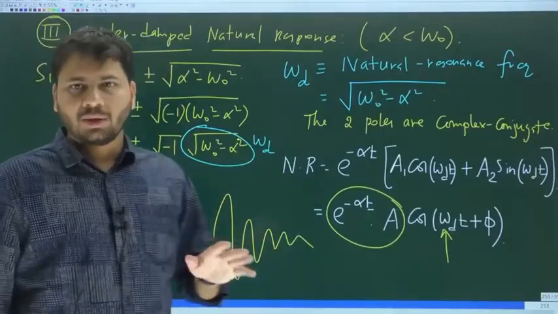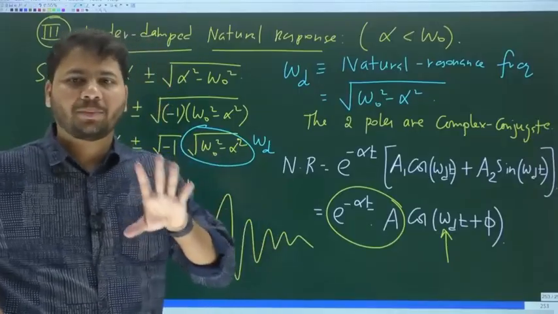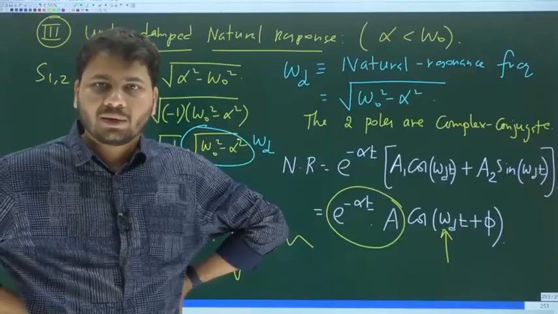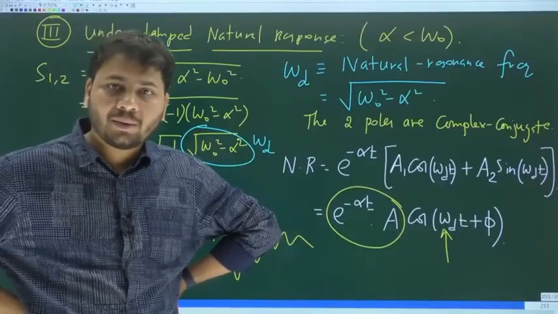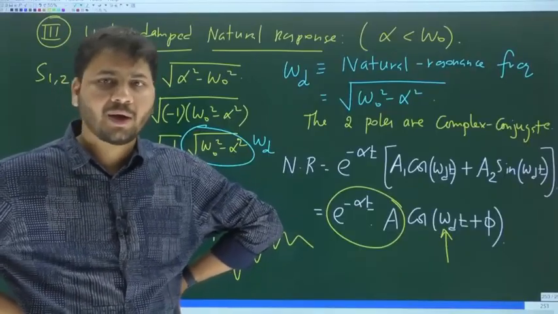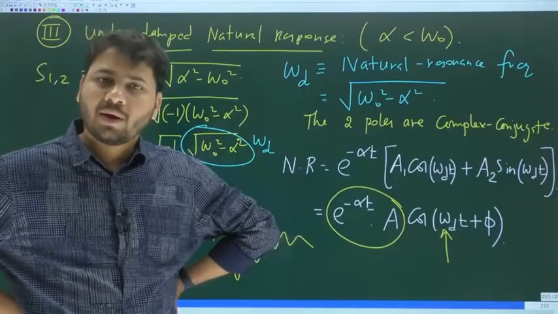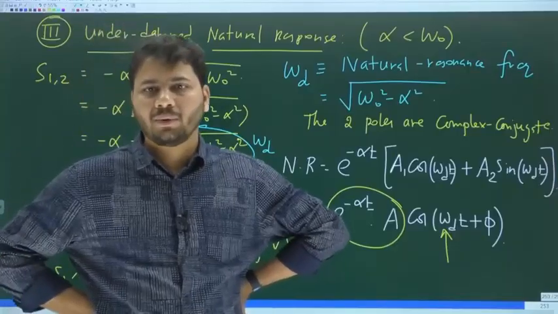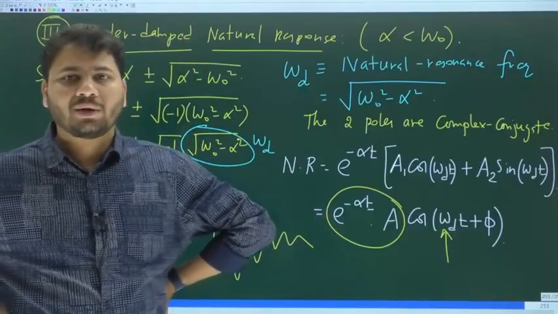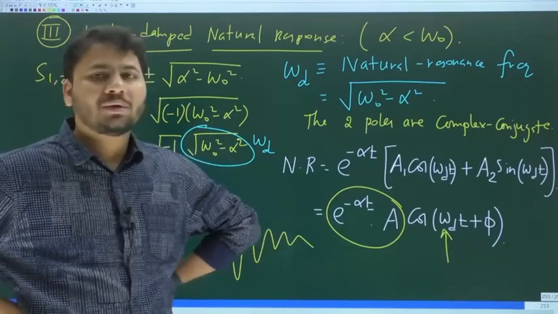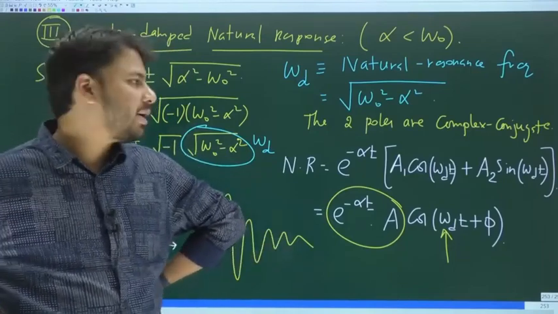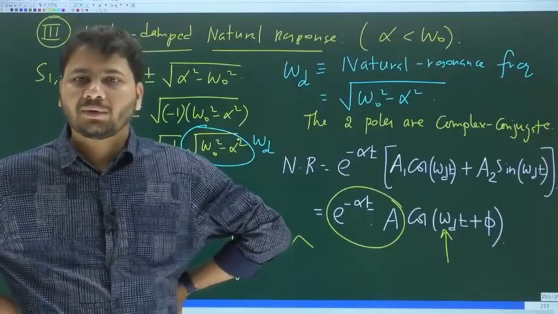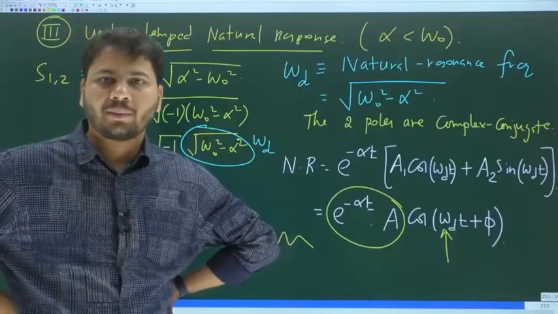So the point is very simple. Whenever you come across a parallel RLC circuit, first you should decide whether the natural response is going to be overdamped or critically damped or underdamped. For that, you just have to find the values of alpha and omega naught. Alpha is 1 by 2RC. Omega naught is 1 by square root LC. Once you get the values of alpha and omega naught, by comparing alpha with omega naught, we can immediately decide whether the natural response is overdamped or critically damped or underdamped.